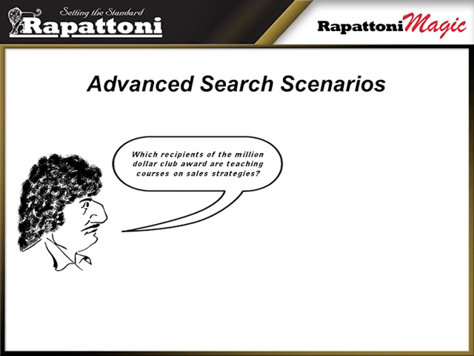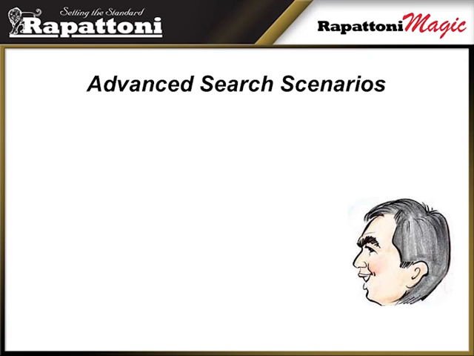Again, you're asking for two different things. I can figure out who's done the $1 Million Club, and I can also figure out who's teaching classes, but I don't know how I can find both. This is making my head spin.